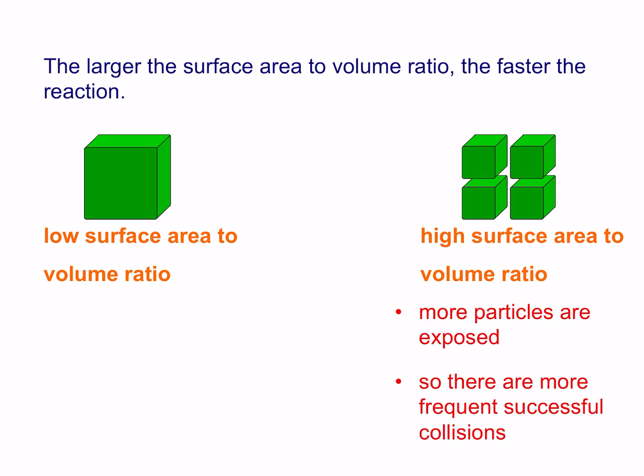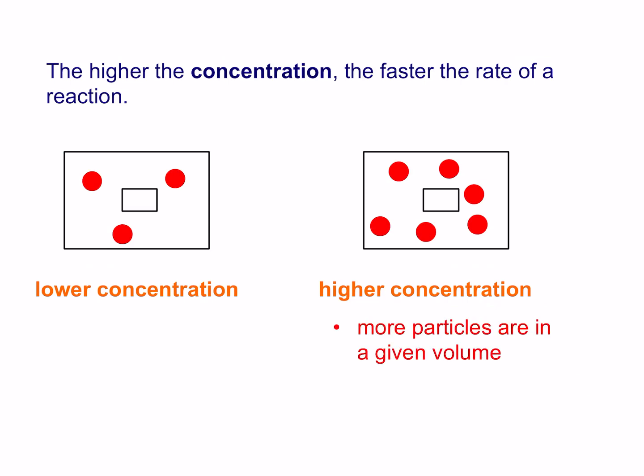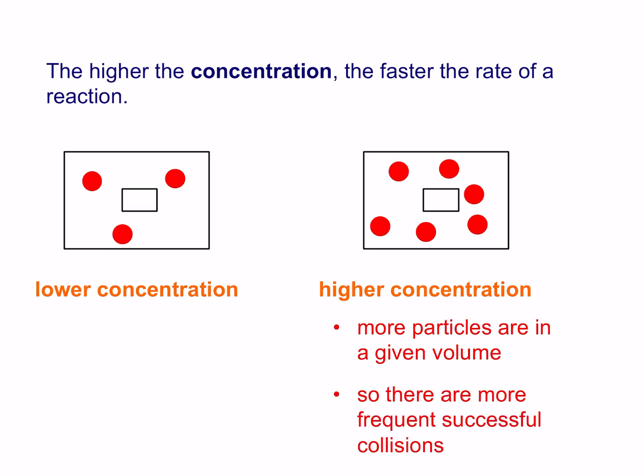Then we moved on to concentration. The higher the concentration, the faster the rate of reaction. Look at the left and look at the right. Now you could say on the right, where the concentration is higher, there's more particles, but saying that is not enough. On the right, there are more particles in a given volume. So what's the consequence of that? Again, there are more frequent successful collisions.